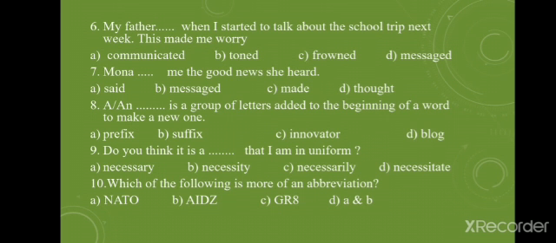8. A or an is a group of letters added to the beginning of a word to make a new one. Prefix, suffix, innovator, blog. 9. Do you think it is a that I am in uniform? Necessary, necessity, necessarily, necessitate. The last one, which of the following is more of an abbreviation? Is it NATO or AIDS or GR8 or A and B?